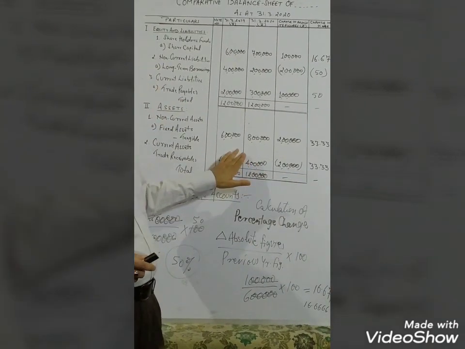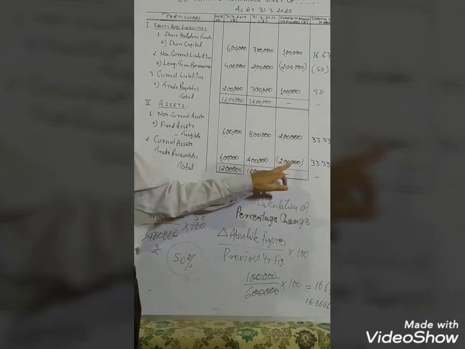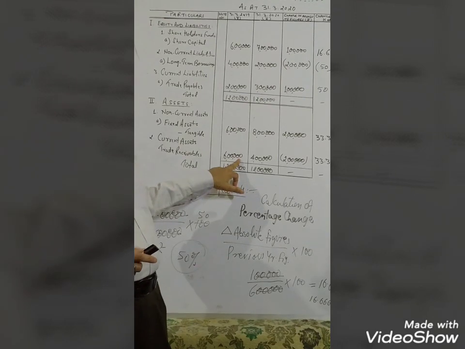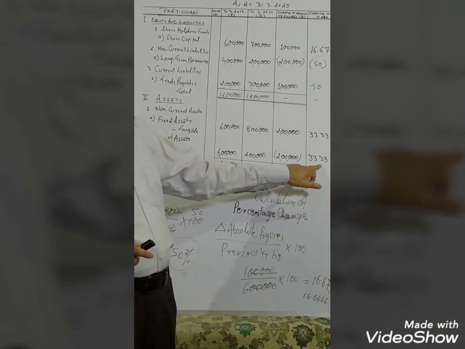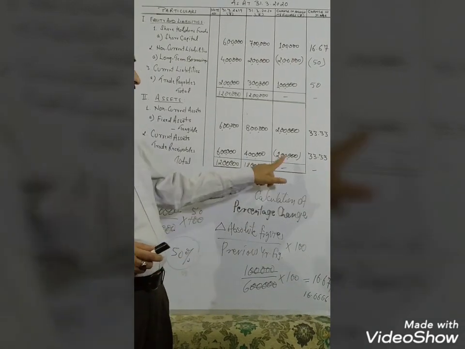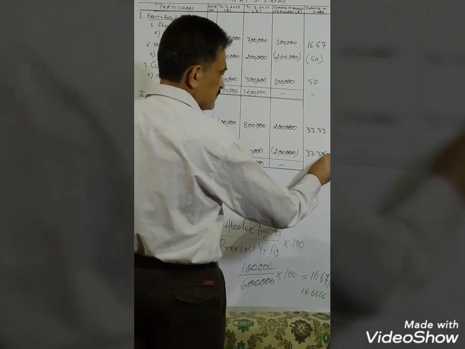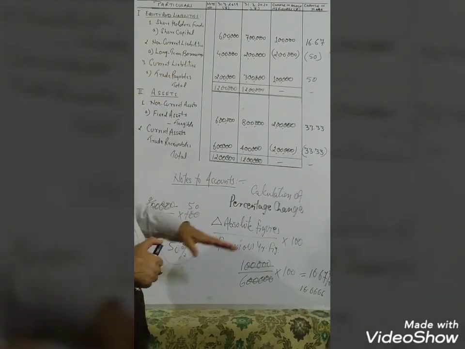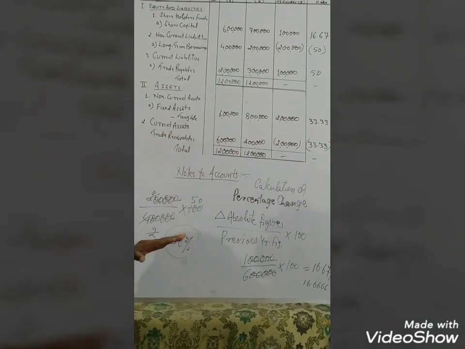Now this also needs to be converted into percentage, and after dividing rupees 2 lakh by rupees 6 lakh and multiplying by 100, we will get 33.33%. But this is a decrease in the value, so we have to mention this percentage within brackets because this is a decrease in the value of the trade receivables.